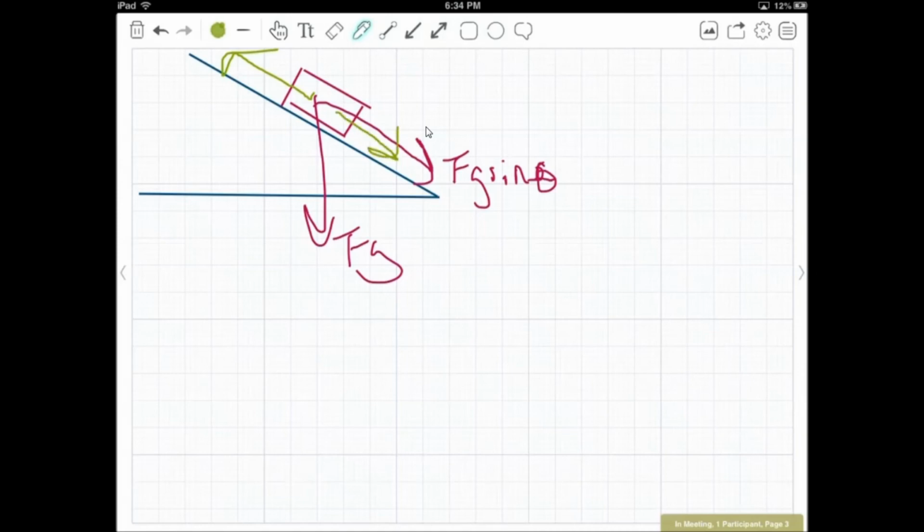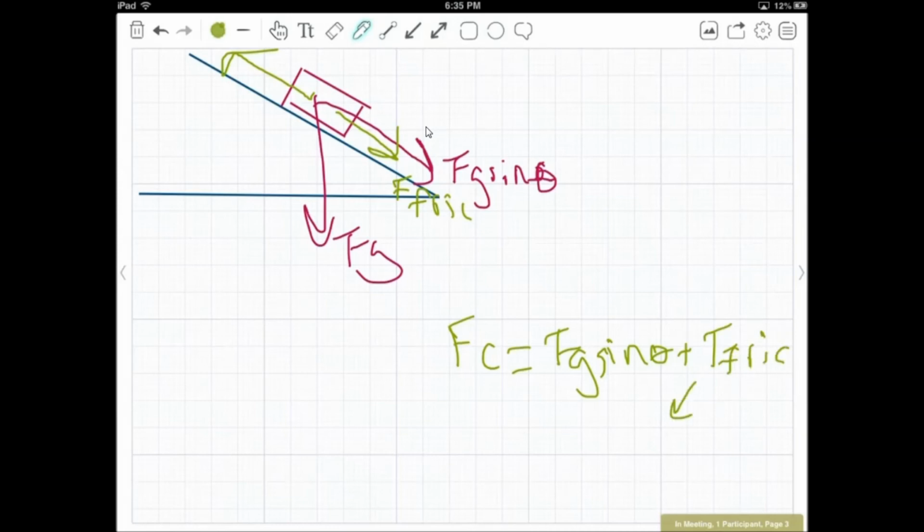So if we add friction to our ramp, now our centripetal force is going to equal two forces. It's going to be Fg sine theta, and then it's also going to be our frictional force. And we can break this down even further, because based on our little ramp rule, our frictional force is going to be equal to Fg cosine theta times mu. And with those two relationships, you can solve any ramp problem, or inclined plane banked turn problem, as they're usually called.